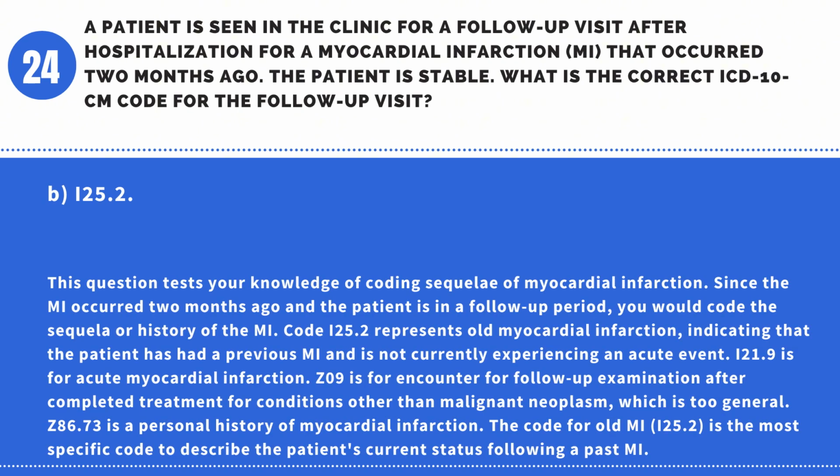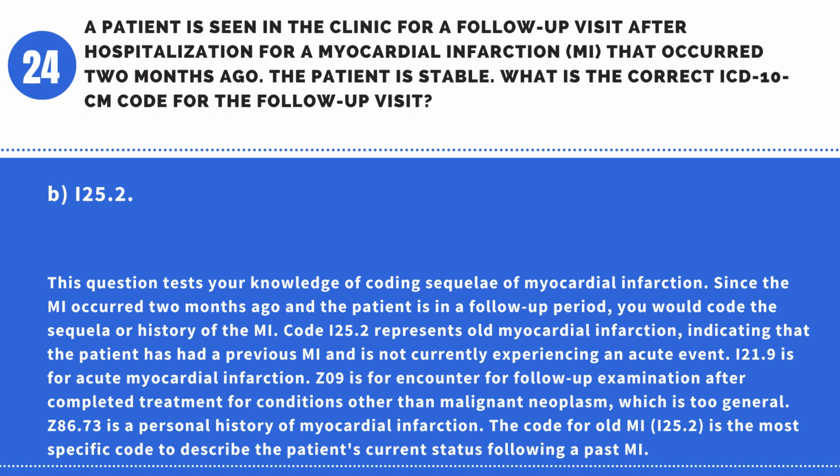Answer: B. I25.2. This question tests your knowledge of coding sequelae of myocardial infarction. Since the MI occurred 2 months ago and the patient is in a follow-up period, you would code the sequela or history of the MI. Code I25.2 represents old myocardial infarction, indicating that the patient has had a previous MI and is not currently experiencing an acute event.